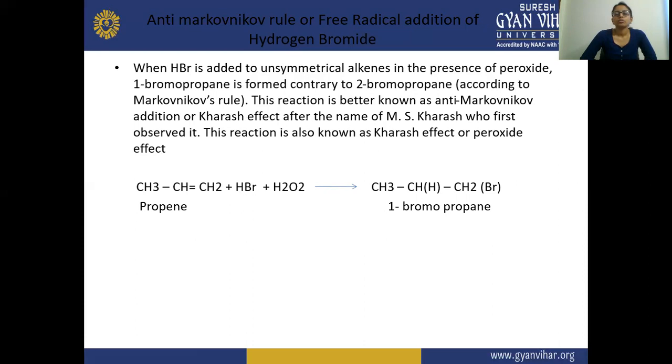So this is just the opposite of the Markovnikov rule. You can say anti of the Markovnikov rule. This reaction was first observed by M. S. Kharasch, and it is also known as the Kharasch effect or peroxide effect, because peroxide is involved. So here propene, HBr and H2O2, which is a catalyst in whose presence the reaction happens, give the product 1-bromopropane.